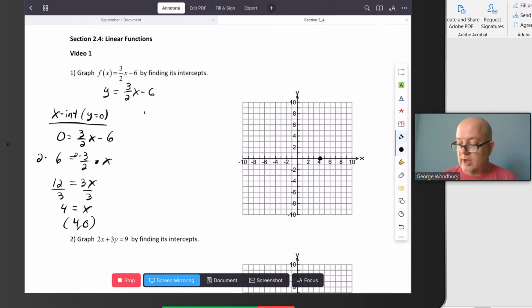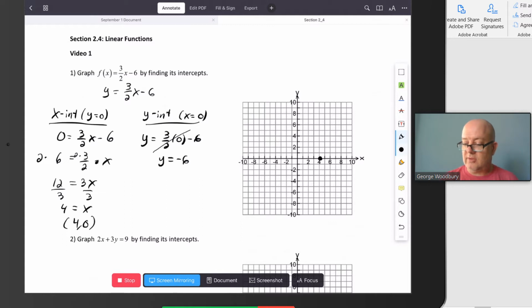Next, the y-intercept. When we're working with functions, this is a little easier to find. When we put in 0 for x, we have y equals 3/2 times 0 minus 6. But 3/2 times 0 is just 0, so we're only left with y equals negative 6. When we have a function of this form, f of x equals mx plus b, that value of b gives us the y-coordinate of the y-intercept. And so here we knew right away it was going to be negative 6.